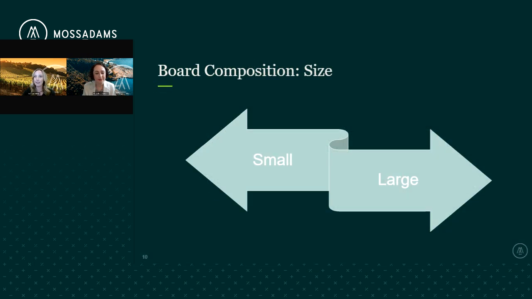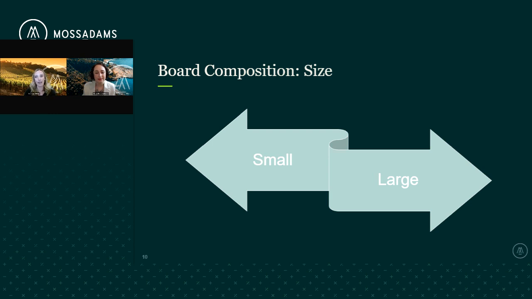So let's talk a little bit about board size. Size, like I said, varies depending on your organization goals, where you're at. Maybe you are a newer organization and you're growing. The minimum size of a board in most states is typically 3. But there are pros and cons to having a smaller board versus a larger board. So let's talk a little bit about that as you're thinking about your board size and scale.